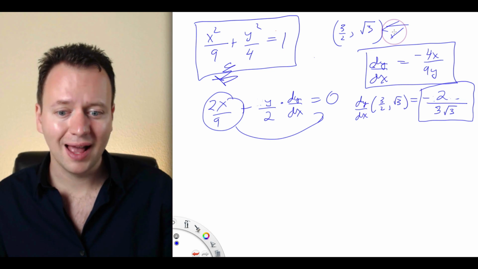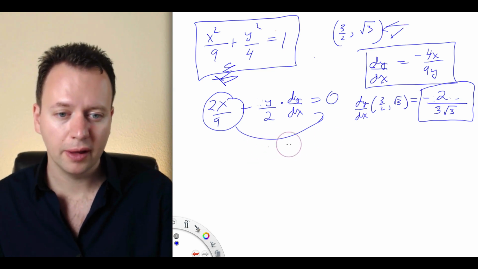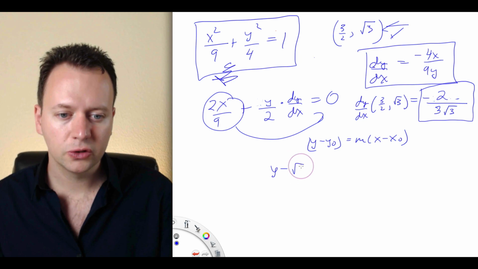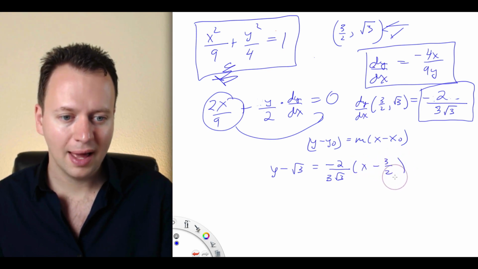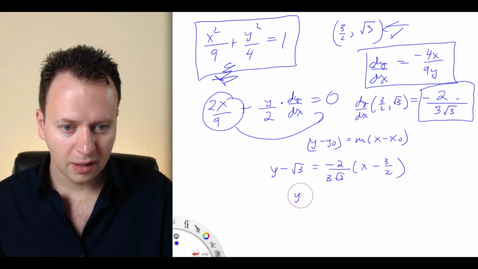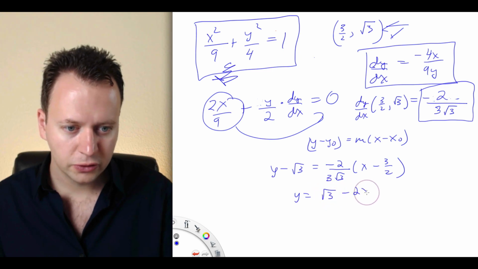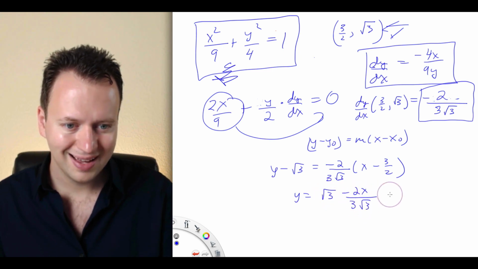To find the tangent line, we are going to again use the point slope formula, which is y minus y naught is equal to m times x minus x naught. So here, y minus square root of 3 is going to be the slope minus 2 over 3 root 3 times x minus x naught 3/2. So this becomes y is equal to root 3 minus 2x over 3 root 3 minus negative becomes plus, 3's cancel, 2's cancel, so plus 1 over root 3.